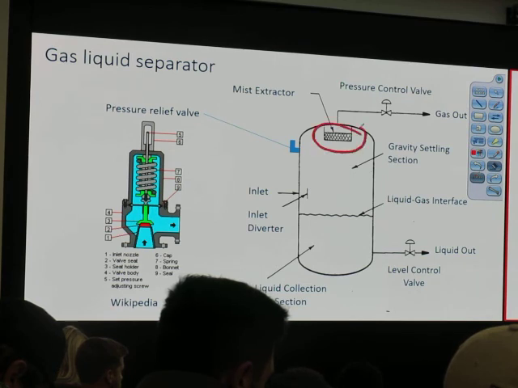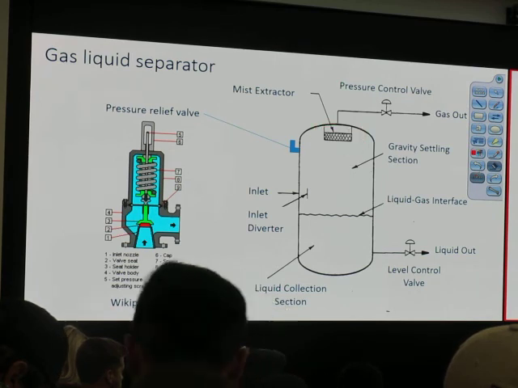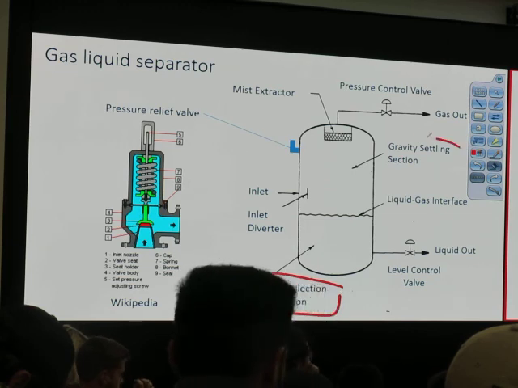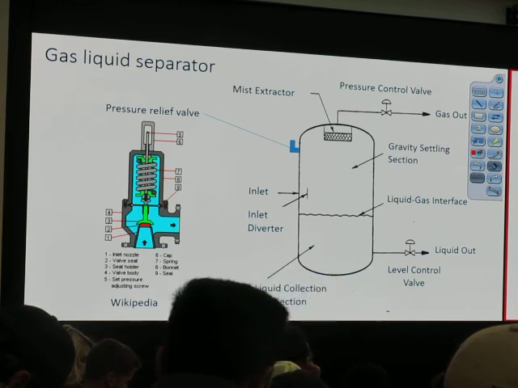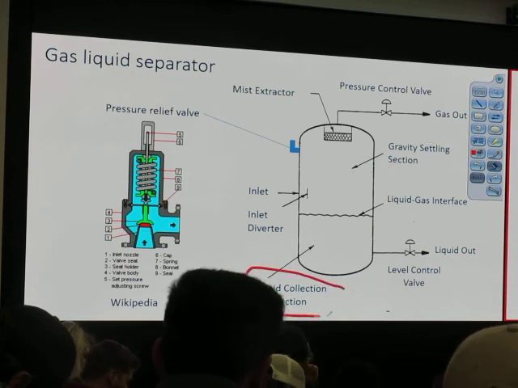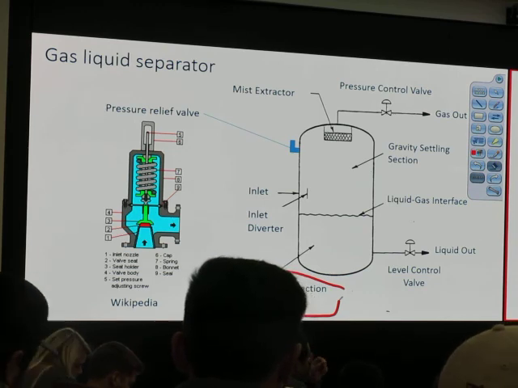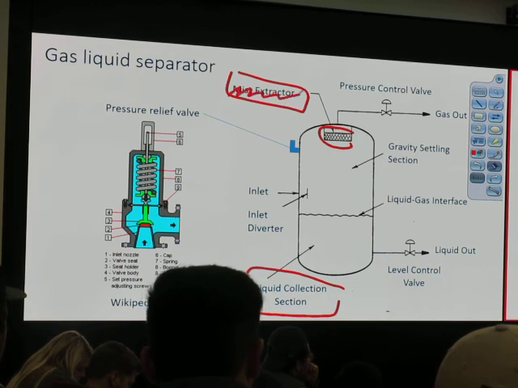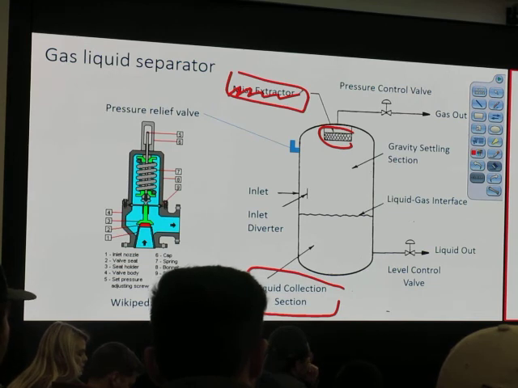This part we call the mist extractor. Another part we call the inlet diverter. Liquid collection section, gravity settling section. Guess what? This kind of naming is like a fill-in-the-blank in the exam. What do we call this section? Oh, that's the gas section. What do we call this section? Liquid collection section. You can do it, right? What is the name of this unit? So in the exam, most of the time, you just put a box and you need to fill in the blank. Say, what is that? If you say it wrong, you get minus one or something.